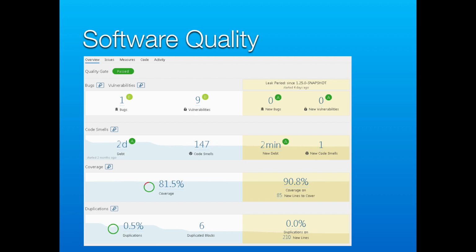Now, a little bit about SonarQube. This is an actual screenshot from one SonarQube page. Right? In this case, the project says passed, which means SonarQube considers it as meeting the minimum requirements. But at the same time, you can see, for example, there is a bug here, and there are some vulnerabilities. There are 147 code smells.